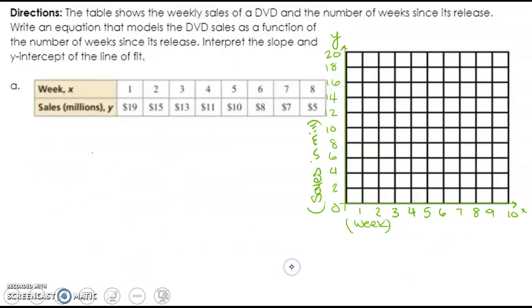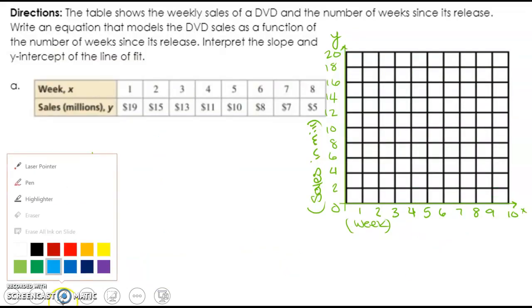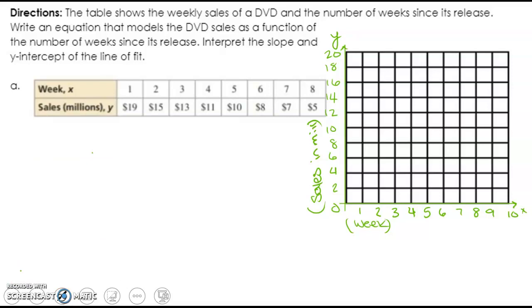Okay, let's move on to this one. For this one, the table shows the weekly sales of a DVD and the number of weeks since its release. So we want to write an equation that models the DVD sales as a function of the number of weeks since its release, and we want to interpret the slope and y-intercept of the line of fit.